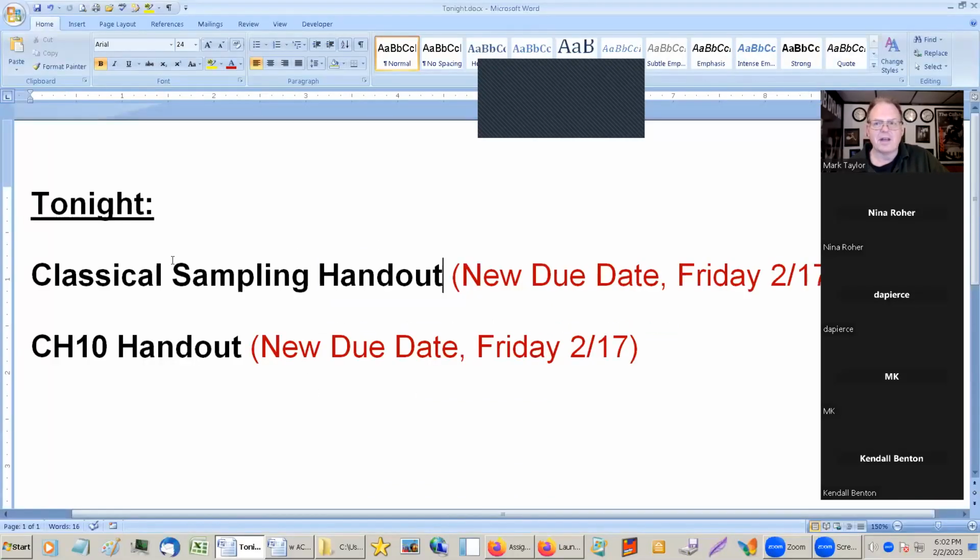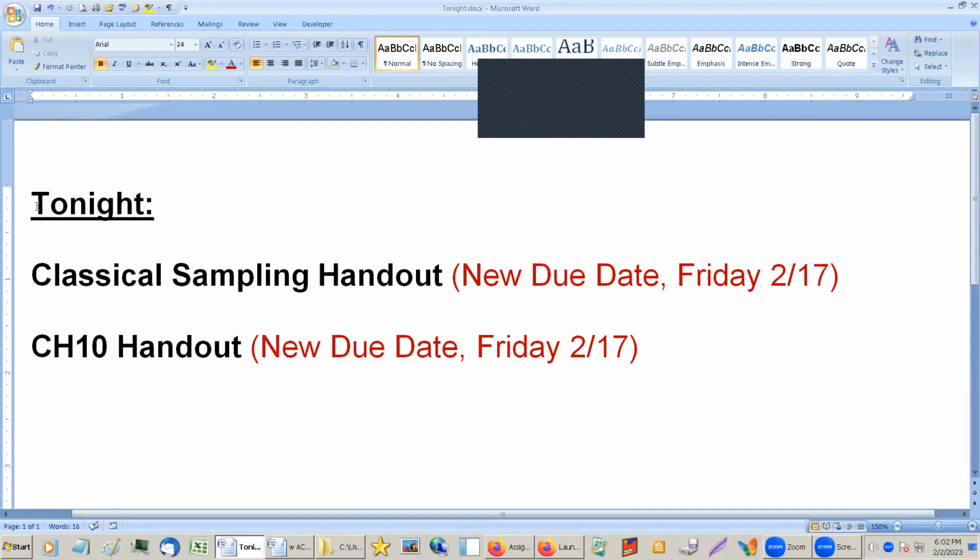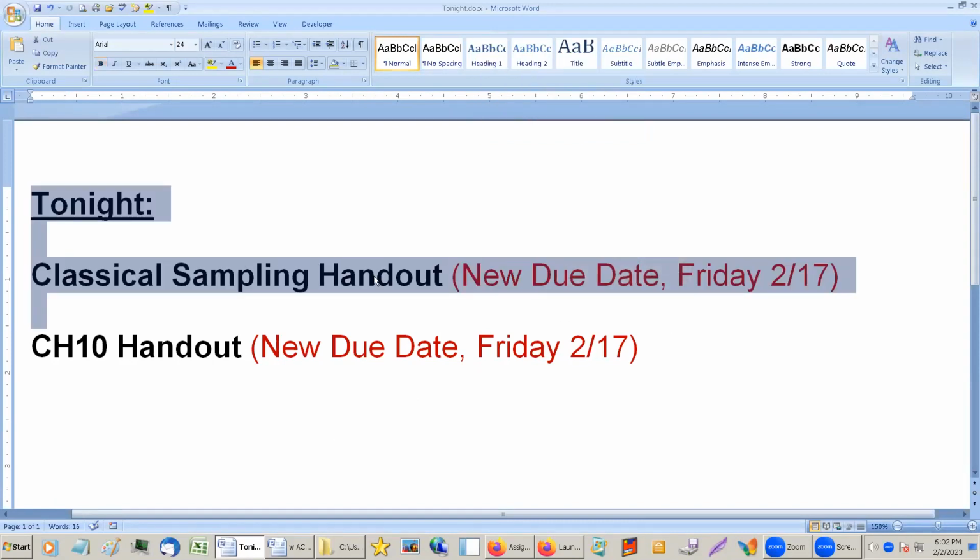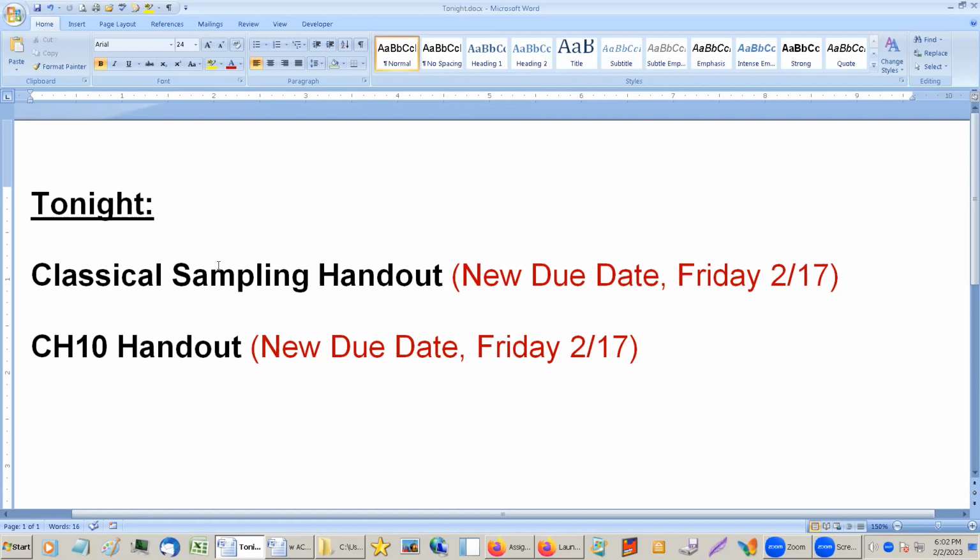We're gonna start with the classical sampling handout. So tonight, classical sampling handout, we'll start with that. I think we should be able to finish this one. I don't remember this one being too long. And then we're also gonna go back to the chapter 10 handout and we'll see if we finish that one.